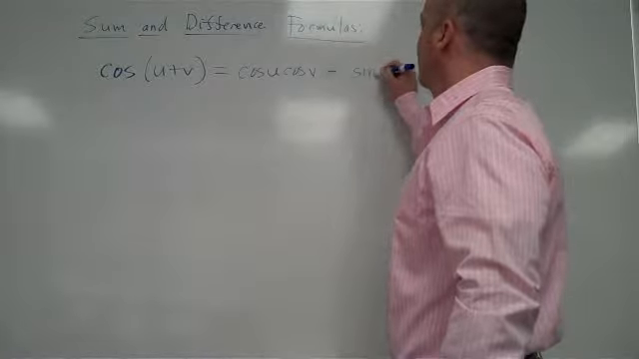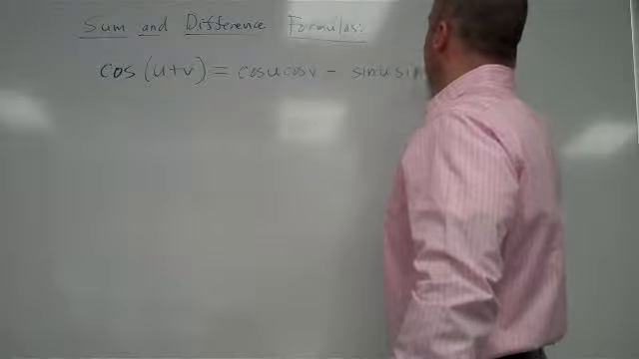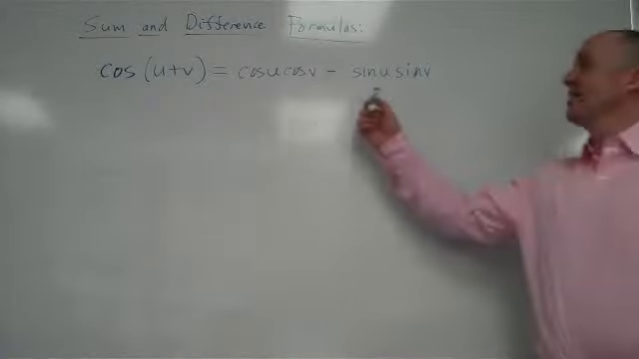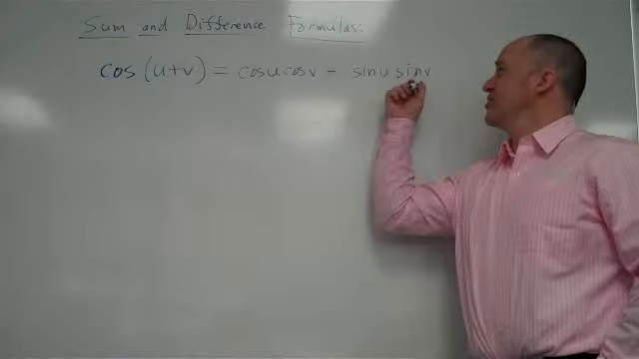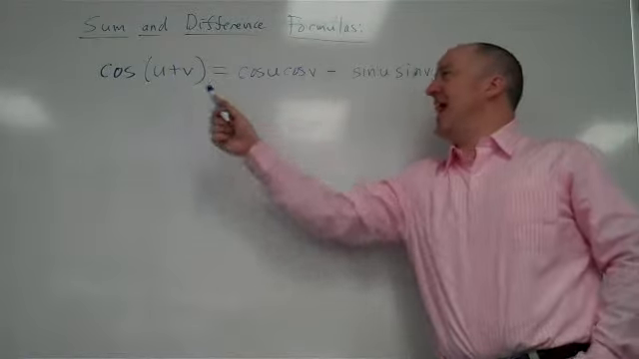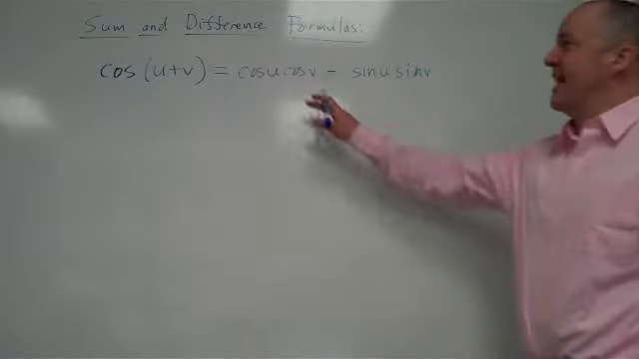Minus sine u sine v. Now, guys, take a look at this. For cosine, the cosines stay together and the sines stay together, but the signs are opposite. The cosine, when you're adding two angles, is you subtract when you're working it out.